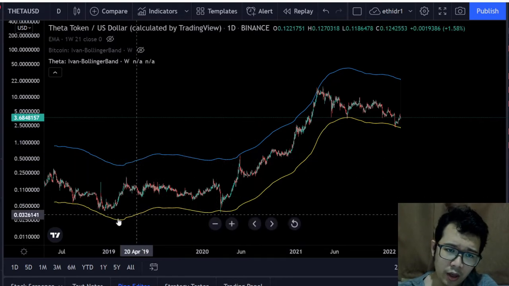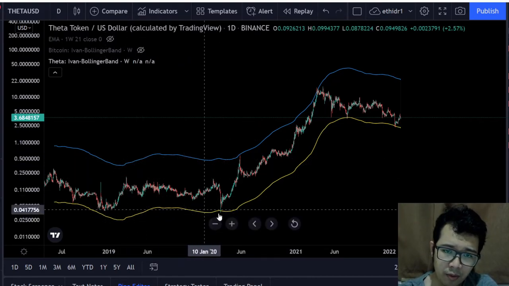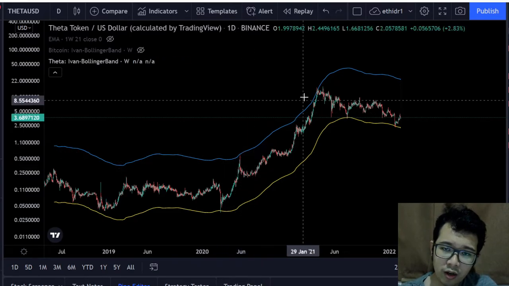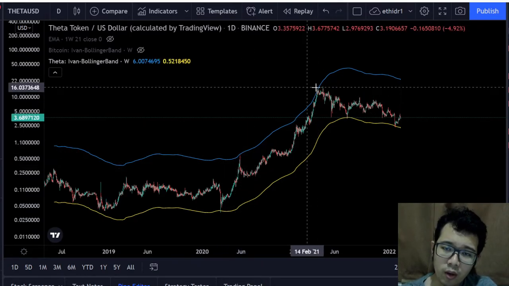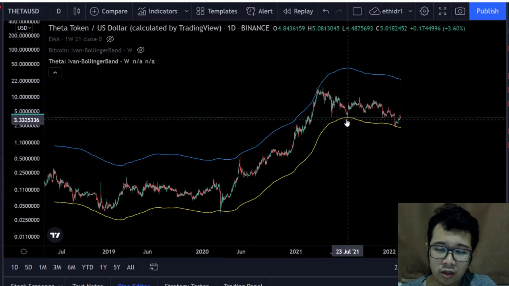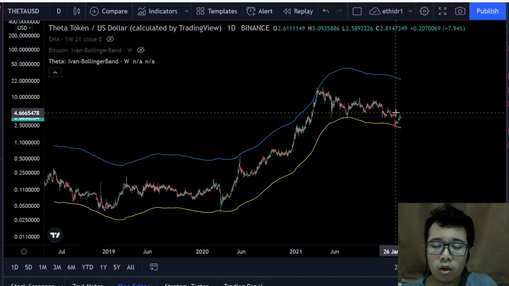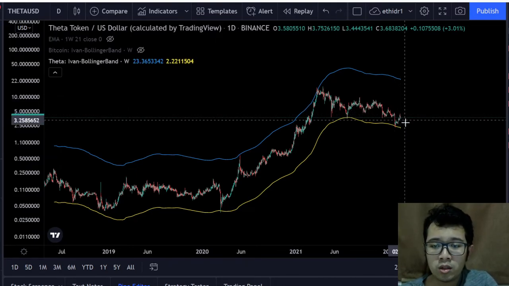Look, every time it hits this one, it pumps. Hit this one, pump. After hitting this peak, we go into a downtrend. After hitting this support, we go up. After hitting this support, we go up. But we don't know whether it will come back again or maybe go up again.